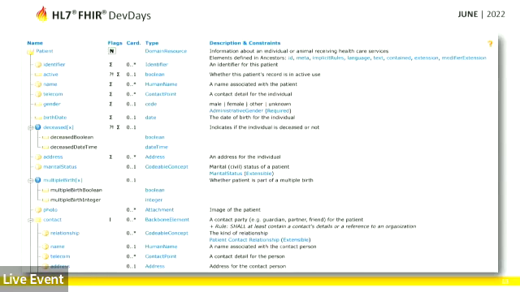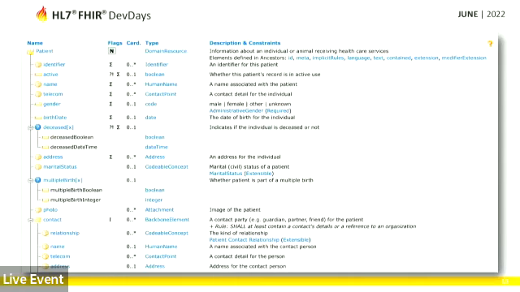We both have primitive data types for just the actual values: string, Boolean, integer, things like that, as well as complex data types, which have a subset of information. Think about an address. An address usually has a line or a couple of lines. It has a city, a country, etc. So you will see that reflected in the FHIR data types as well.